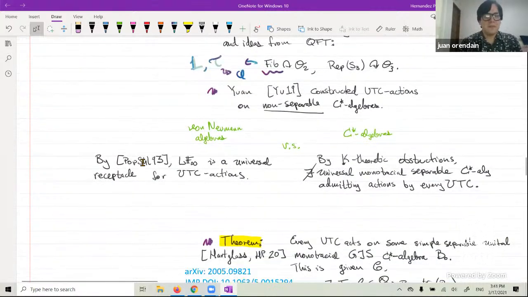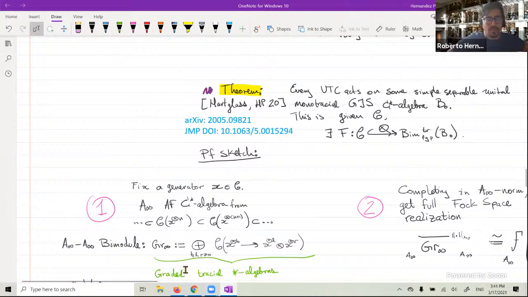Yeah, sure. Where was I? I was about to show you this theorem. So yeah, last year, together with Mike Hartglass, we managed to show that every unitary tensor category will act on some simple, separable, unital, and monotracial C-star algebra constructed out of the category using the methods from Guionnet, Jones, and Shlyakhtenko. So I guess concisely what we did is, given a UTC, we constructed a representation of C into the bimodule category over that GJS C-star algebra. And I will not show you the proof in all its glory because it also takes some techniques from analysis, but I do want to walk you through the ideas that go into it.